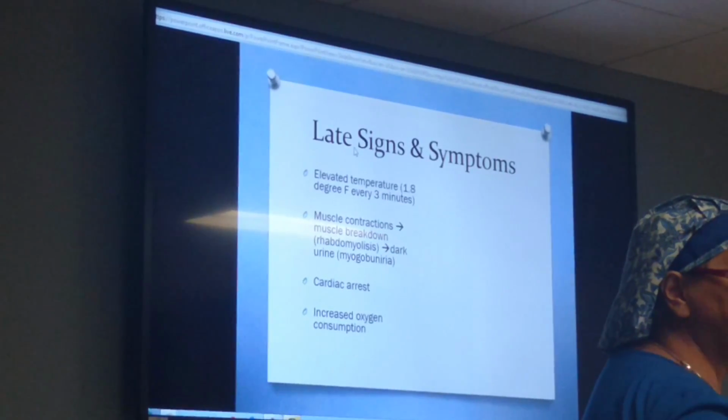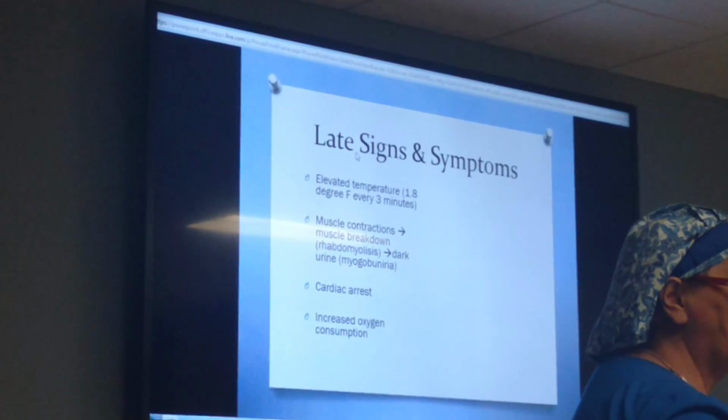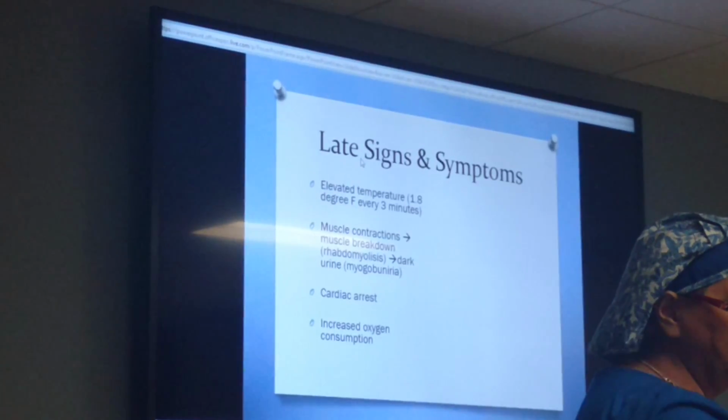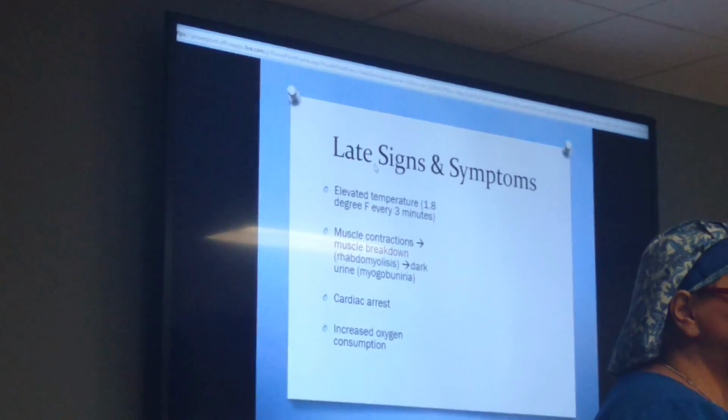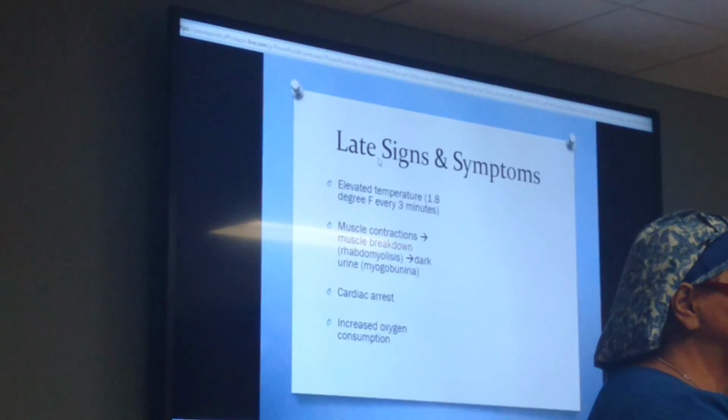So I know when you start the code, you're going to want to make sure the dantrolene is available. I know the first code we did, we all brought the ice. We all thought the priority was cooling down the patient. Actually, it's not the priority.